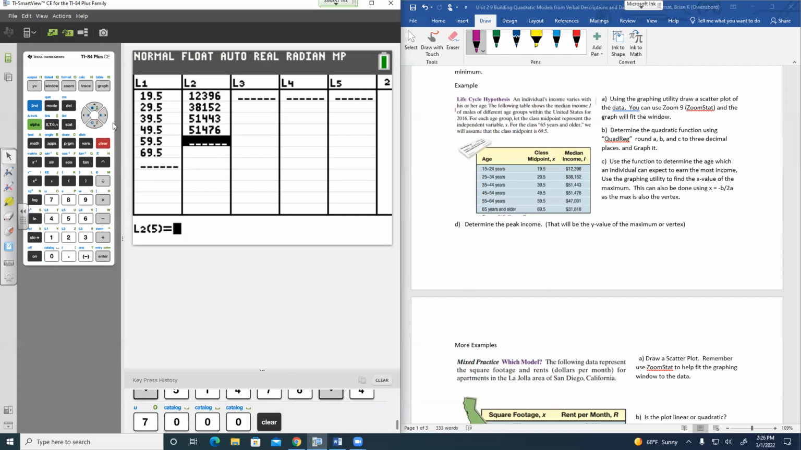49,001. And then we have this 31,000. So 65 years and older drops way down.